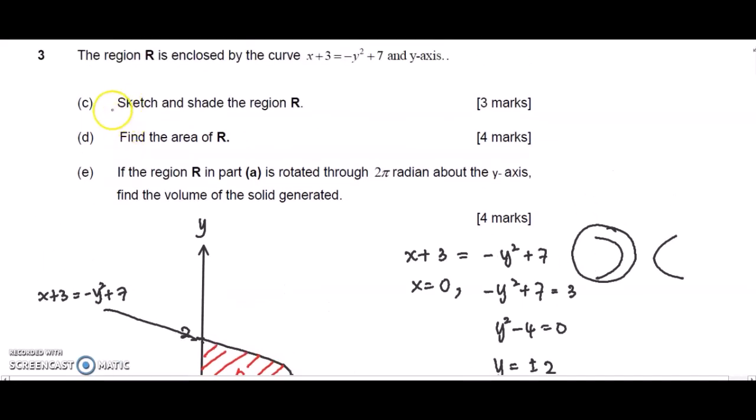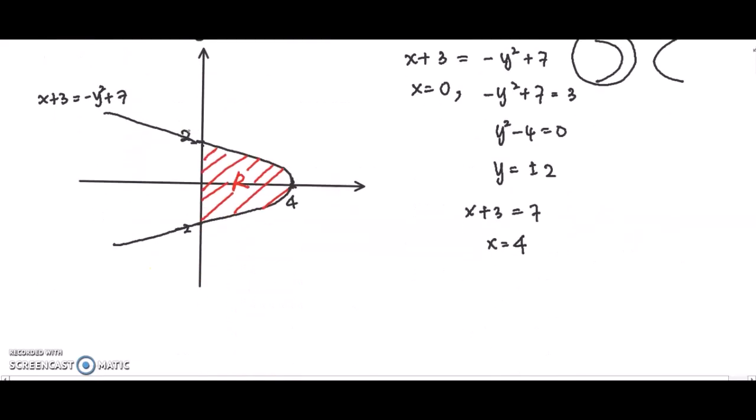This is A, B, and C. For the question A, you need to sketch the graph. So find the area of the R for the question B. To get the area of the R, we are going to integrate from -2 to 2. And the function, we need to put in x in terms of y, because this is going to integrate with respect to y. So let us find the x in terms of y.